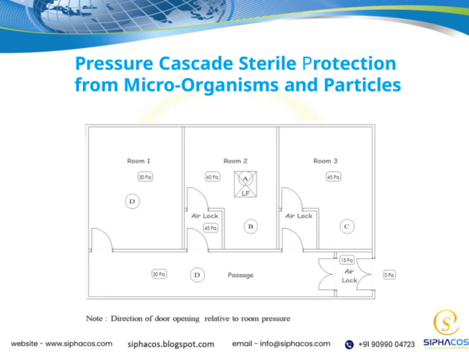Now, let's take a closer look at the concept of pressure cascade sterile protection. What this means is that by creating a controlled pressure difference, we can effectively prevent microorganisms and particles from entering a sterile environment. Essentially, the pressure cascade works by maintaining a higher pressure inside the clean zone compared to the surrounding areas. This ensures that any potential contaminants are pushed outward, rather than inward. It's a fundamental principle in maintaining the integrity of sterile spaces, especially in sensitive industries like pharmaceuticals and healthcare.